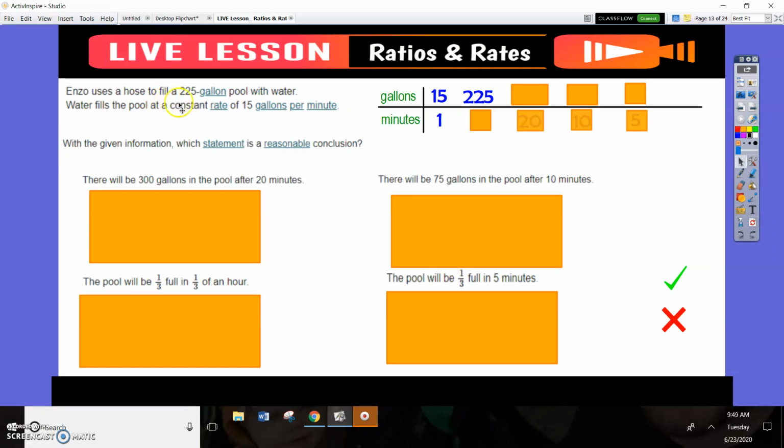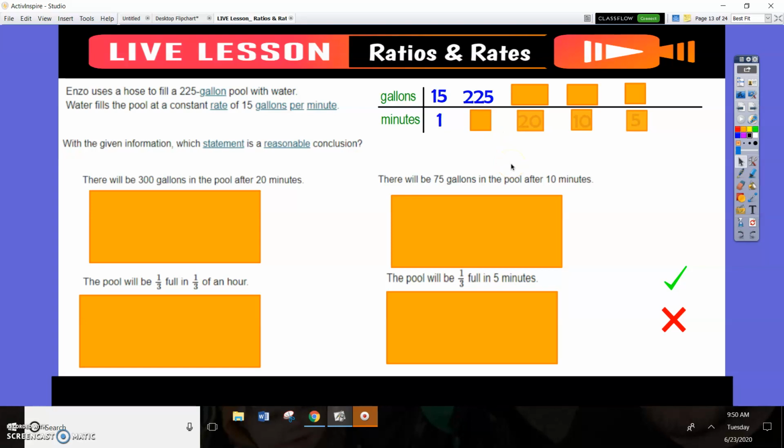Enzo uses a hose to fill a 225-gallon pool with water. Water fills the pool at a constant rate of 15 gallons per minute. So again, we're comparing two different things, gallons and minutes. So we know that she can fill 15 gallons in 1 minute. So now we need to determine the relationship here.